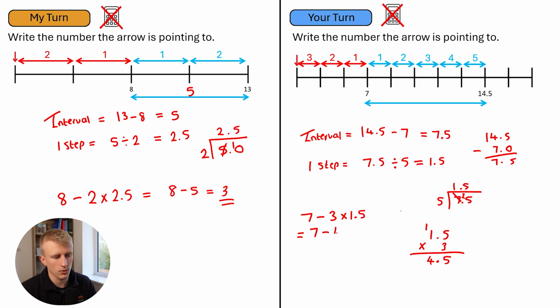7 take away 4.5 is what we want to do next. Again, let's set up our column subtraction. We'll do 7 and we'll take away 4.5. Okay, 0 subtract 5 we cannot do, so we're going to have to do some exchanging. And we'll write down 6 and carry over a 1. 10 subtract 5 is 5. 6 subtract 4 is 2. So 7 take away 4.5 is 2.5. And that's what our arrow is pointing to.